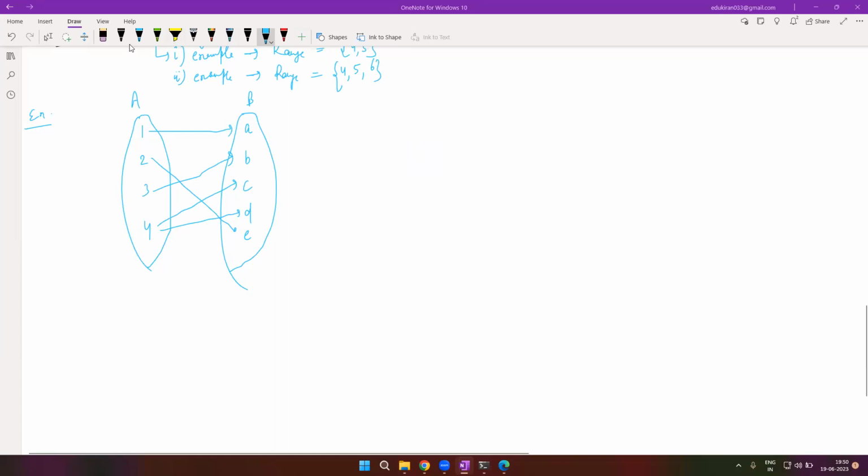Okay. Check for this. What type of function is this? Correct. Not a function. Still not a function. But this is a function now. What type of function is this now?